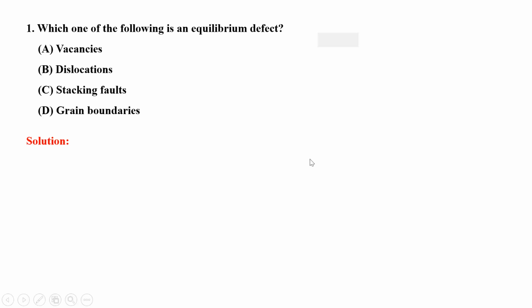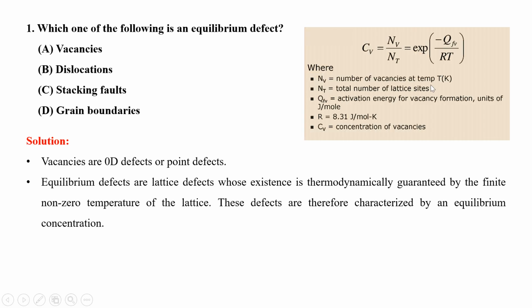So why do we say that vacancies are equilibrium defects? This is because whenever we are taking a material at a temperature greater than 0 Kelvin, a certain number of vacancies will be present inside the material, and the material will be stable. It won't affect its properties. So why do these certain number of vacancies exist? This is because whenever vacancies are present inside a material, its Gibbs free energy will reduce.